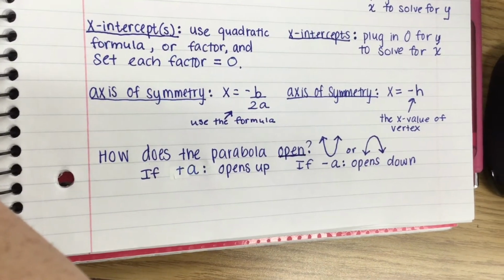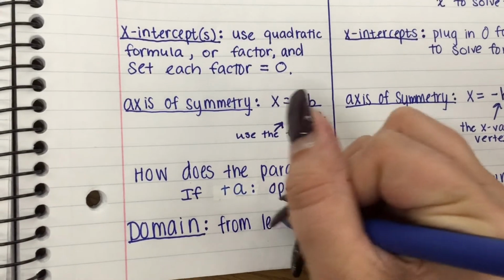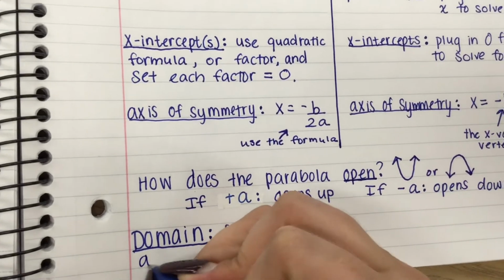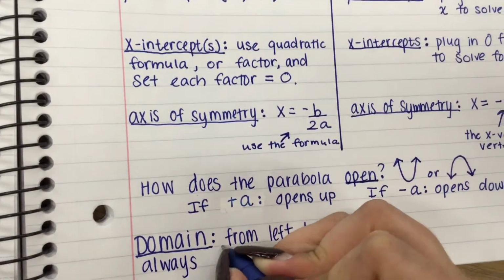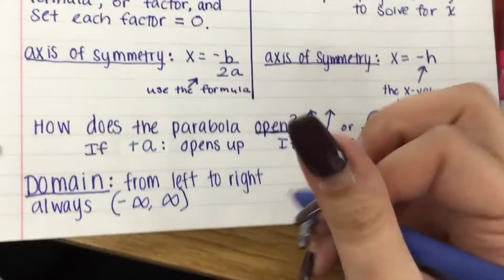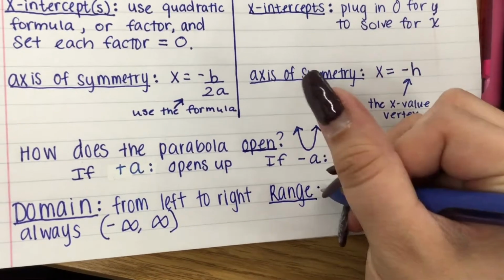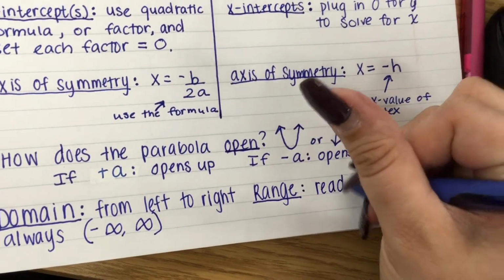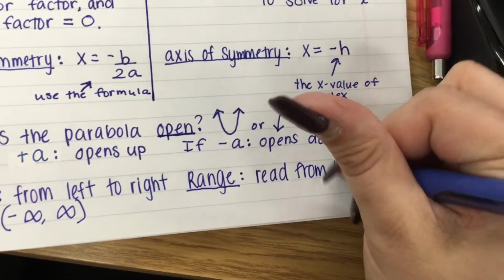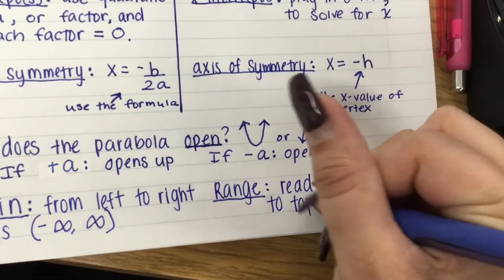Now, parabolas go to the left and to the right forever and ever. So the domain for parabolas is always negative infinity to positive infinity, because you're reading your graph from left to right, and those arrows are pointing left forever and right forever. Remember that our range comes from reading our graph from the bottom to the top. So we'll have to look at a graph of a parabola to try to figure out what this range is going to look like. There are some tricks to remember it, but remember you're just reading your graph.